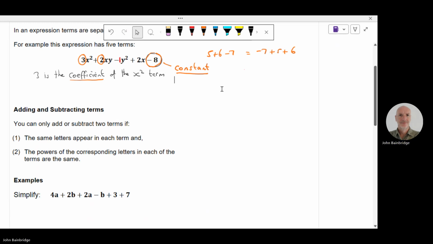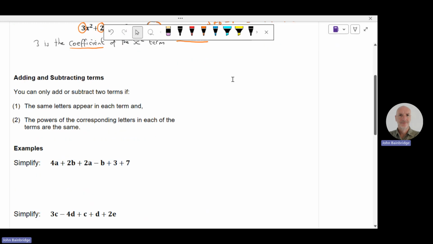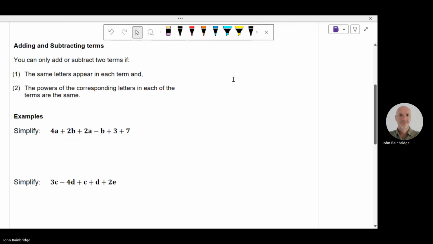So you can sometimes simplify expressions, as I said, by adding and subtracting terms, but you can only do that if they've got the same letters in each of the terms and the powers of the corresponding letters in each of the terms are the same. So let me give some examples of that.